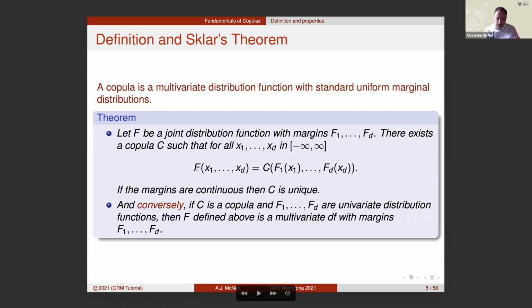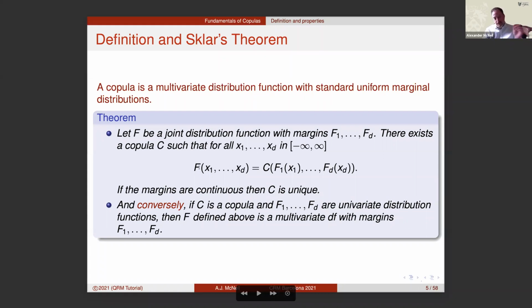So you can always write a joint distribution function as a copula evaluated in a set of marginal distributions. So the copula is a linking function. Now, this is the distribution function I've written here. It's not the density. We'll come to densities later in the presentation, but this is the distribution function.